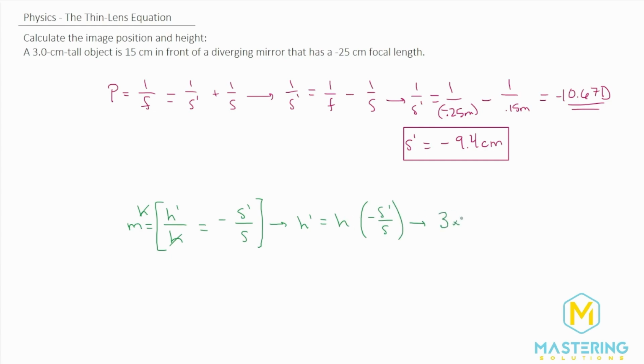Let's do it this way. 3 times 10 to the negative 2 meters. And then we have a negative image distance, which we said was a negative 9.4 times 10 to the negative 2 meters. I've mentioned it on several of the last problems, but remember, this negative comes from the equation. This one comes from the answer of the image distance. And so if you have a negative here, it is very important to put it in. Otherwise, you can easily trip yourself up and get the answer wrong just because of the negative being different than what it should be. And then the object distance is 0.15 meters.